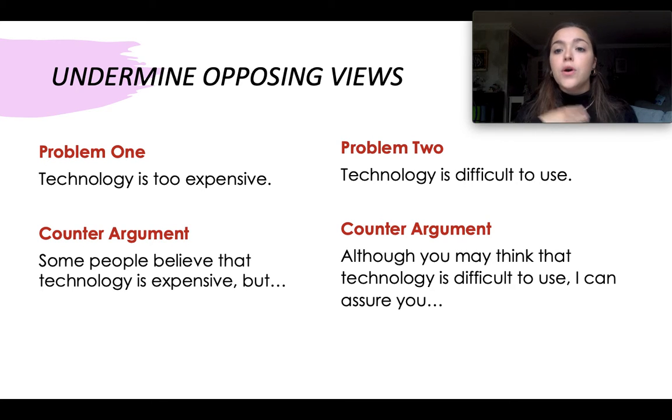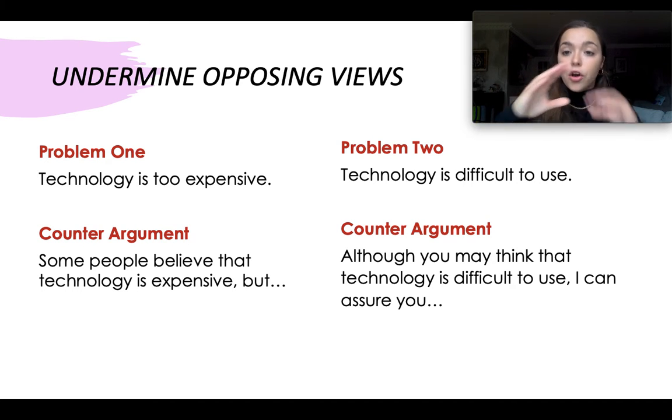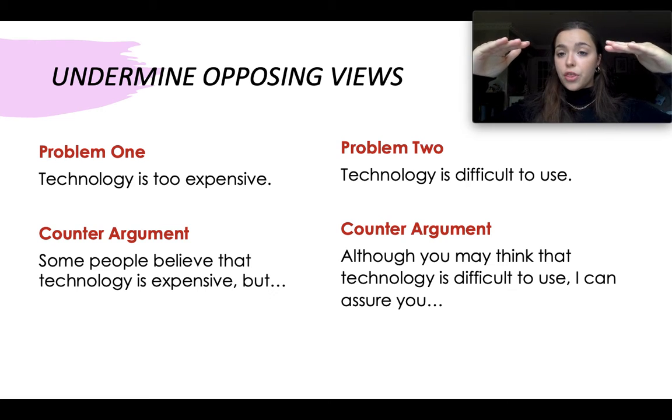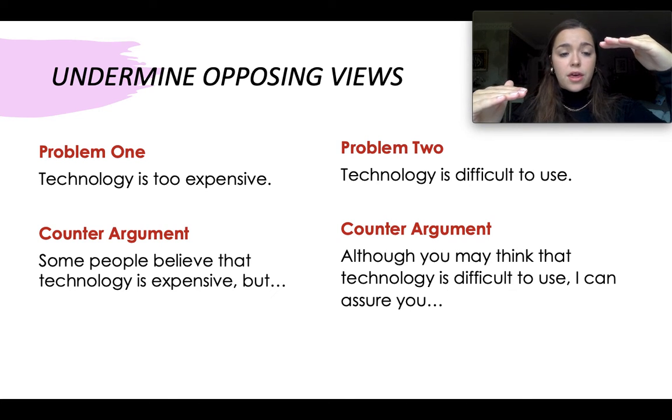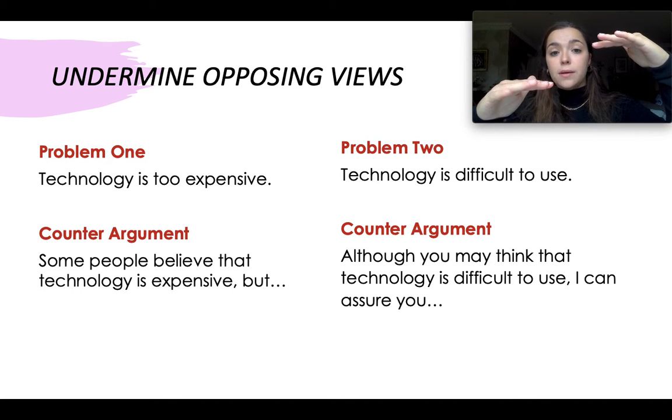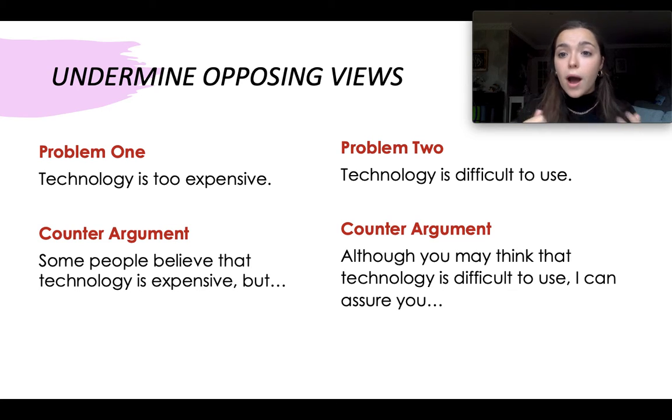So for example, we've got our argument overall is that technology is a good thing. And then we've got two problem arguments, problems from our opposition saying why technology isn't a good thing. So we have to take these problems and kind of punch them out and show why our argument is still strong. So for example, problem 1, technology is too expensive. We would then have a counter argument to that, a rebuttal, by saying some people believe that technology is expensive, but, and then something like, it's worth every penny.